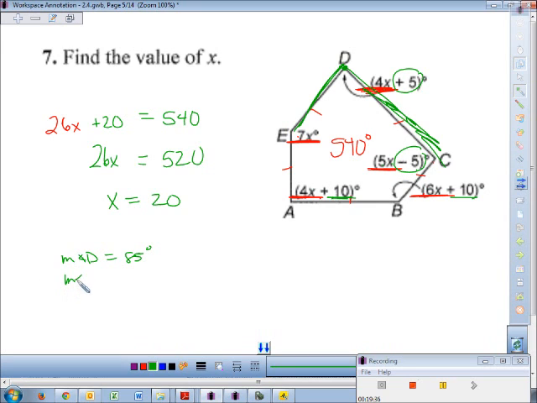What's the measure of angle C? 95 degrees. Measure of angle B. That'd be 20 times 6, which is 120. Add 10 to it. How much you get? 130. Measure of angle A. 80 plus 10 is 90 degrees. Measure of angle E. How much? 140 degrees.